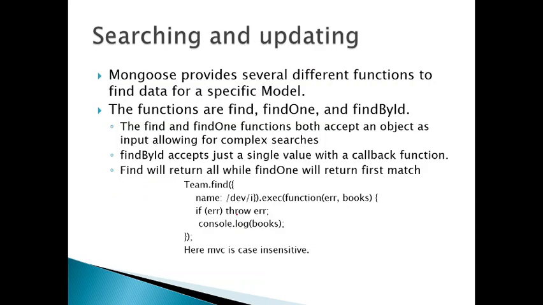Now, if we want to search and find anything, we will work with the model, not with the database. So we have functions like find, as we have seen in the case of the MongoDB client connector. In the case of the MongoDB client connector, we have two functions, find and findOne. In the case of Mongoose, we have three functions: find, findOne and findById.